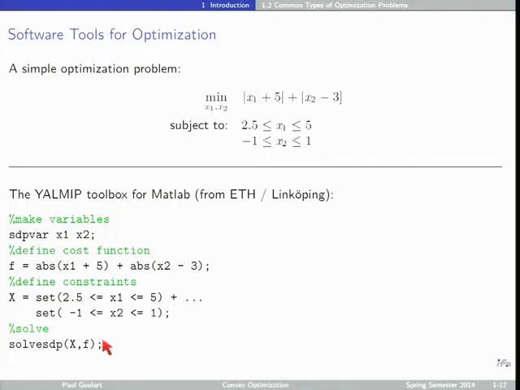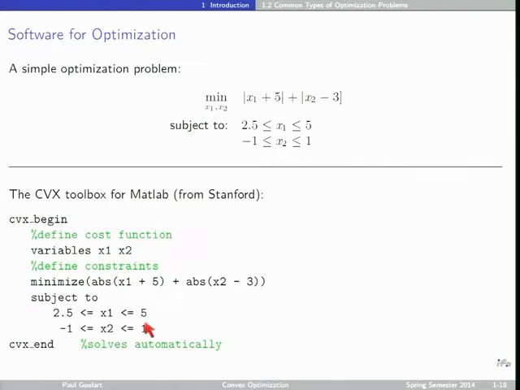So this is, as I said, free. It's relatively user-friendly. It's the one that I usually like to use. But there's another one which is a little bit newer, from Stanford, equally good, maybe even better, I don't know. I use the other one just because I'm used to it. This one is called CVX, and it's broadly the same idea.